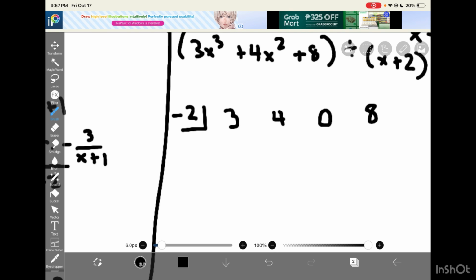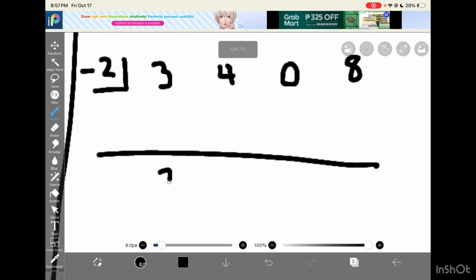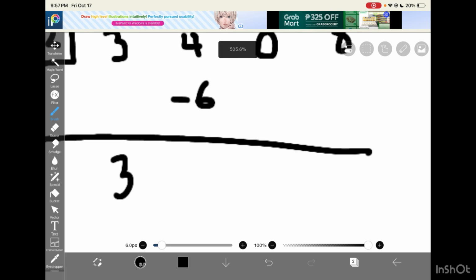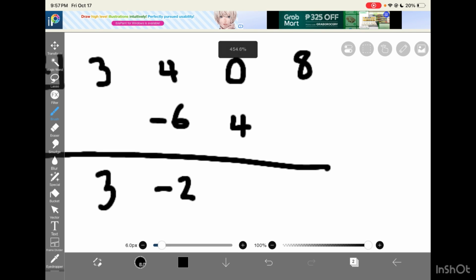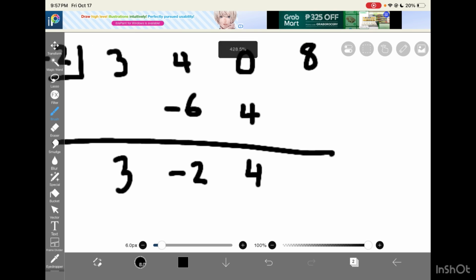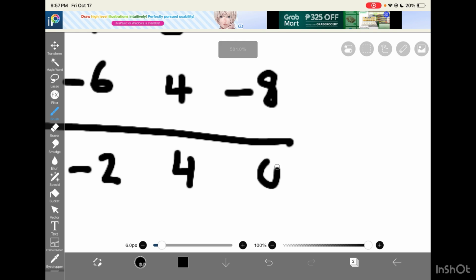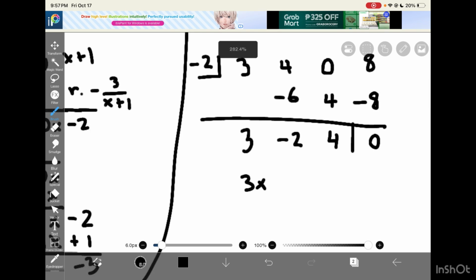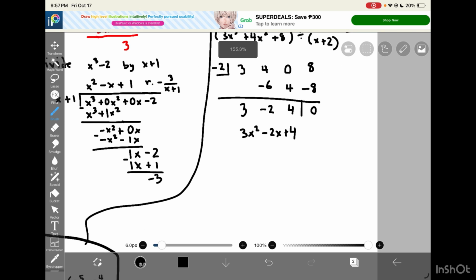Okay. Let's do this. Drop down the 3. 3 times -2, -6. 4 plus -6, -2. -2 times -2, 4. 0 plus 4, 4. 4 times -2, -8. 8 plus -8, 0. So if this is 0, there's no remainder. So therefore our answer is, since we started with x cubed, this will be x squared: 3x squared minus 2x plus 4. Very good.